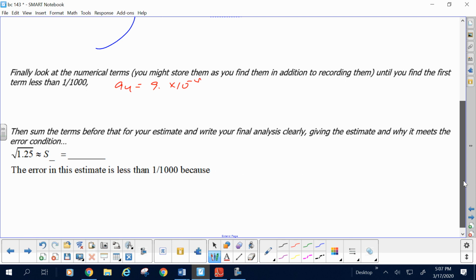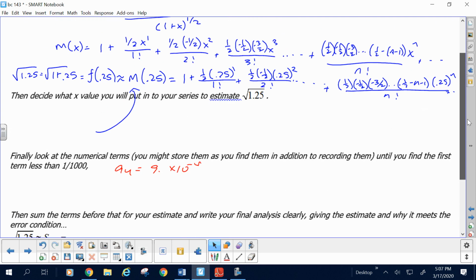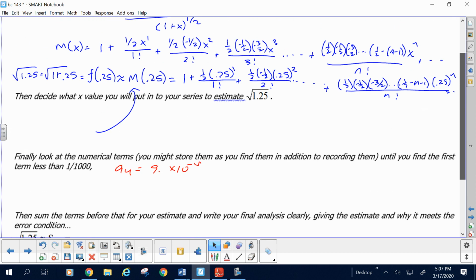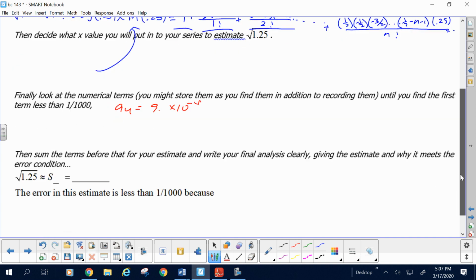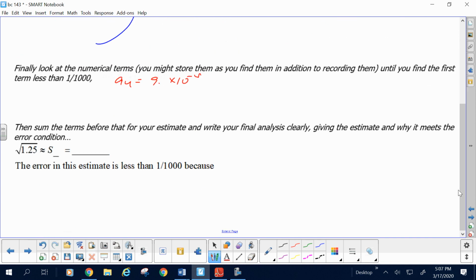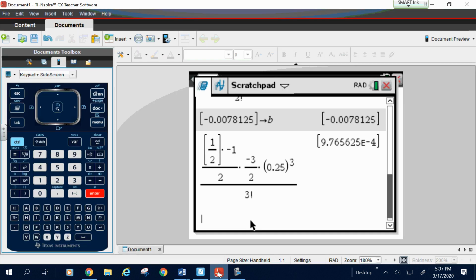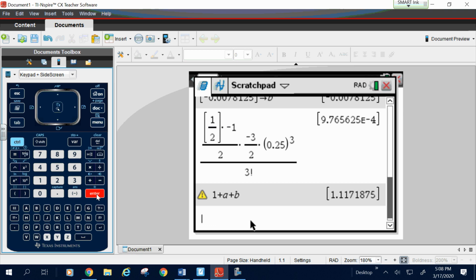So in terms of finding my answer, to find the actual sum, I'm going to look at the sum of 1, 2, 3 terms, and that'll be my estimate, and my 4th will be my error bound. So the square root can be approximated by sum 3, which is 1 plus A plus B, and I get something like 1.1171.